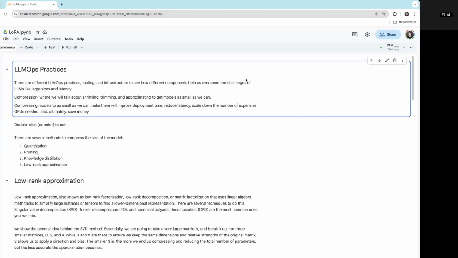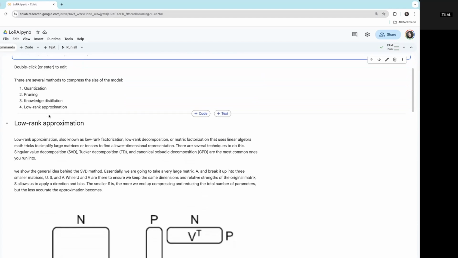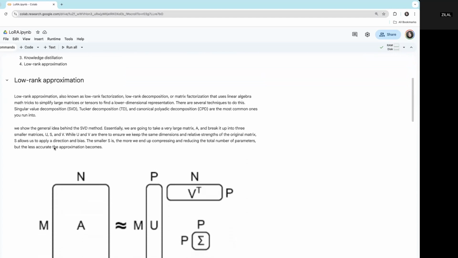I want to talk about compression, how to shrink, trim, and approximate the model to get it as small as we can. Compressing models to as small as we can make them will improve deployment time, reduce latency, and scale down the number of expensive GPUs needed. There are several methods to compress the size of the model, like quantization, pruning, knowledge distillation, and low-rank approximation. In this video, I want to talk about low-rank approximation.